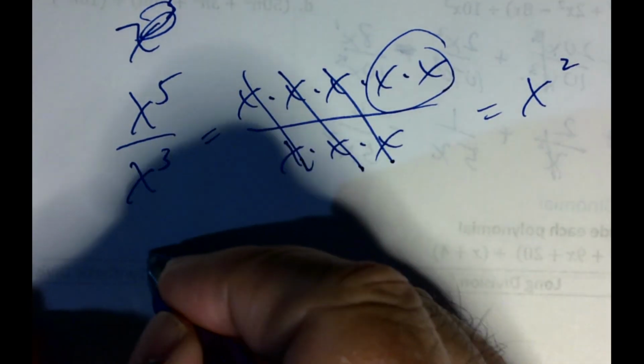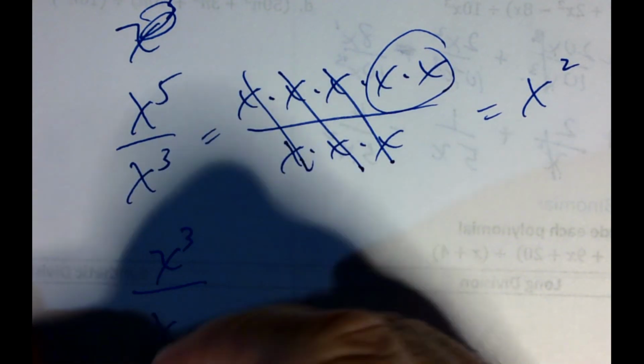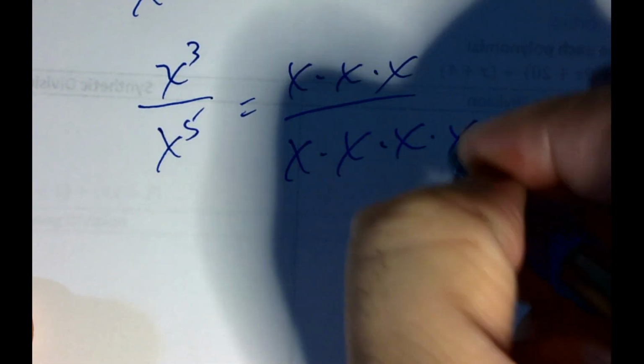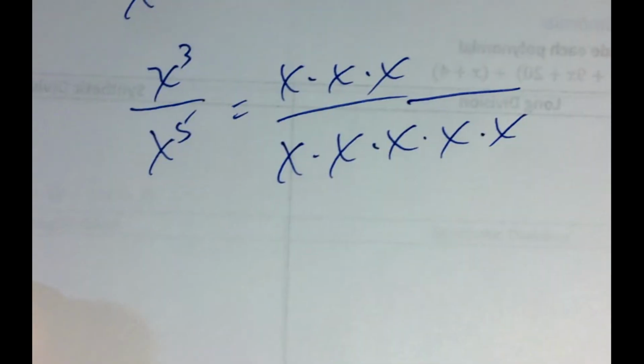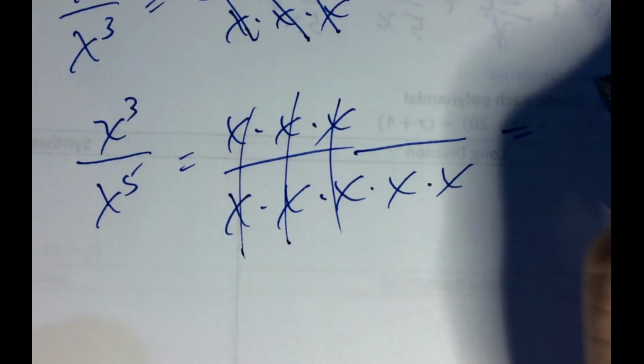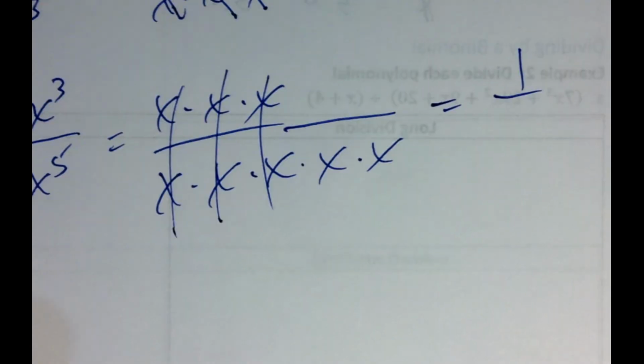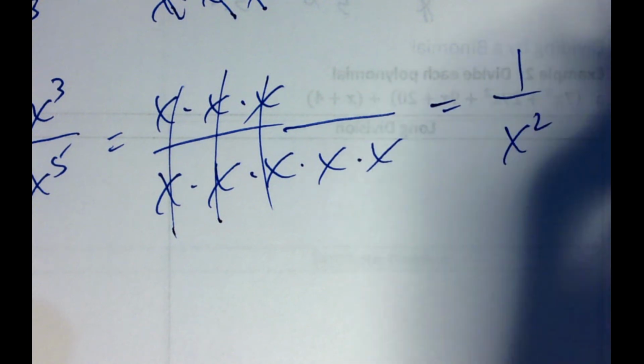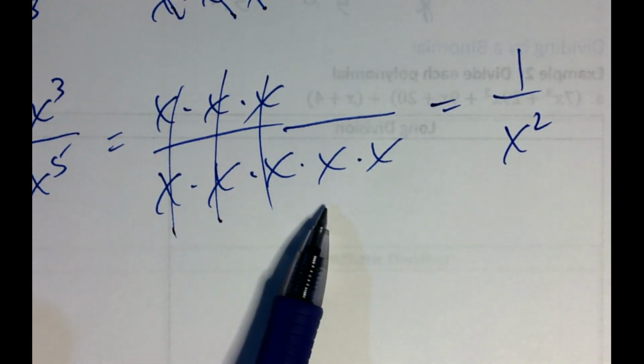Let's have it the other way. So I have x cubed on top, x to the 5th on the bottom. Then what I have is xxx over xxxxx. The 3 x's cancel again. And whenever you have nothing left on top, you have to put something on top. It's a 1, and you've got x squared. So that's why it's on the bottom instead of on top.